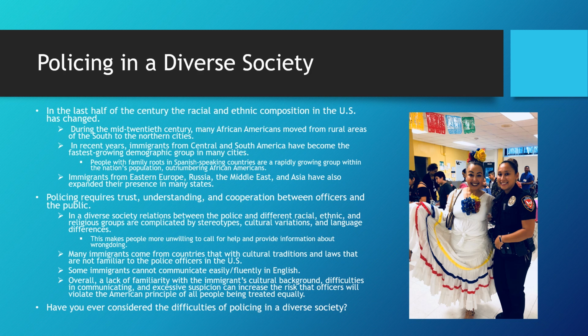Some immigrants cannot communicate easily or fluently in English, and overall, a lack of familiarity with the immigrant's cultural background, difficulties in communicating, and excessive suspicion can create the risk that officers will violate the American principle of all people being treated equally. In sum, have you ever considered the difficulties of policing in a diverse society?